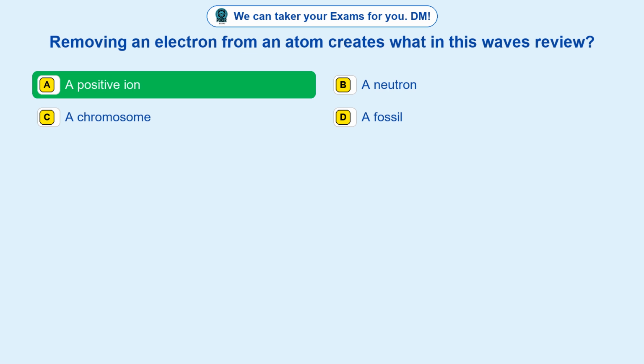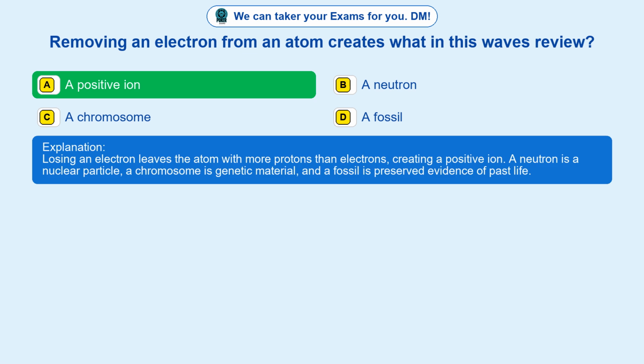The correct answer is option A. A positive ion. Losing an electron leaves the atom with more protons than electrons, creating a positive ion. A neutron is a nuclear particle, a chromosome is genetic material, and a fossil is preserved evidence of past life.